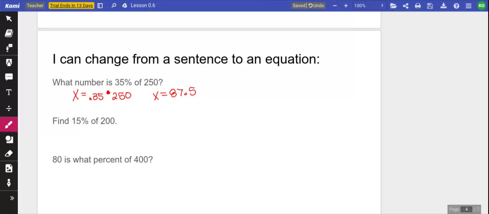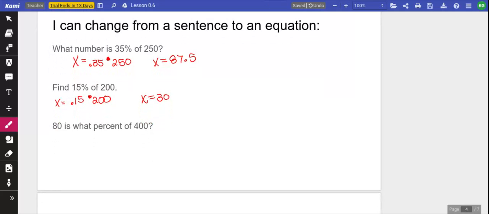The next one says find. So X equals 15% would be 0.15, of is times 200. 0.15 times 200 is 30.